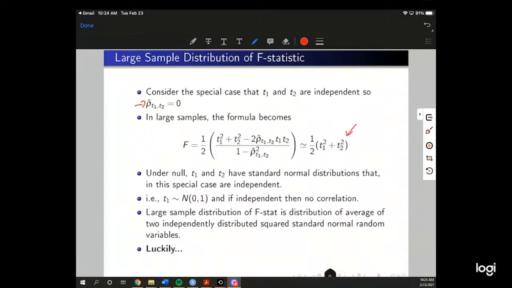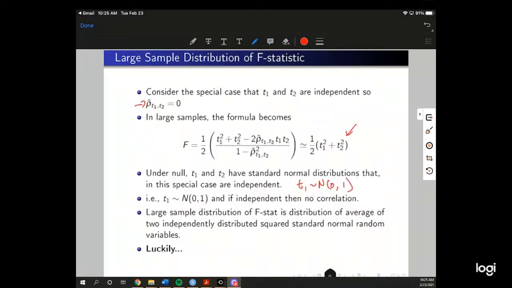This is just a sample average, right? We have two values, T1 and T2, and we're dividing by 2. Well, it's a sample average of the squared terms. Under the null, T1 and T2 have standard normal distributions. We know that in this special case they're independent. So what do we mean by that? We mean T1 is normally distributed with mean 0 and variance 1.